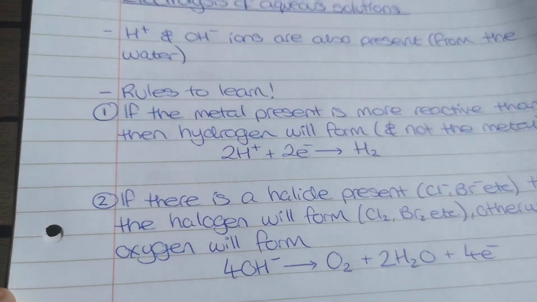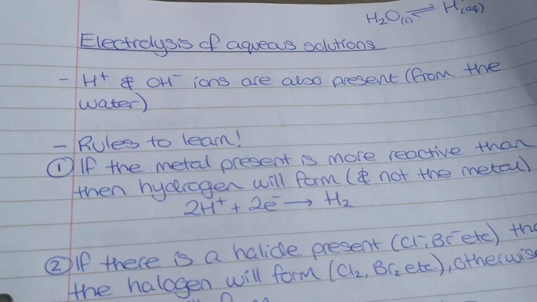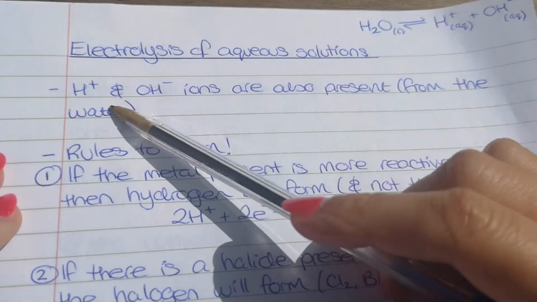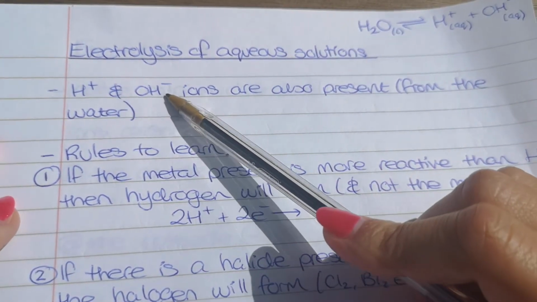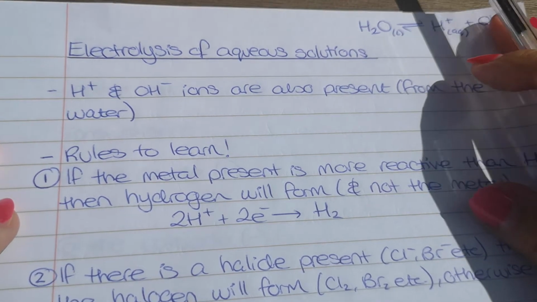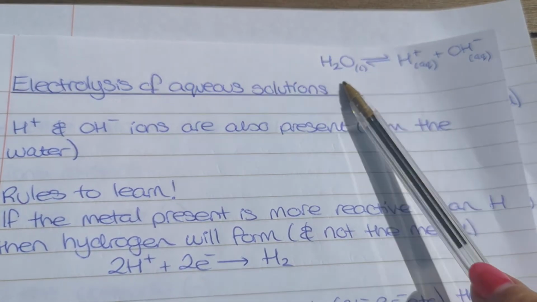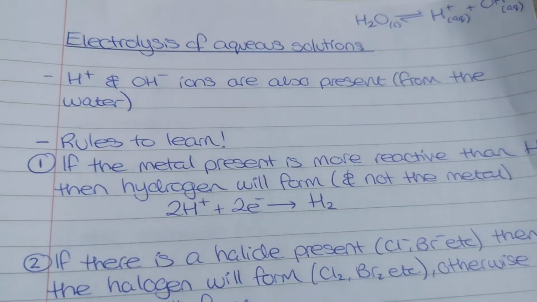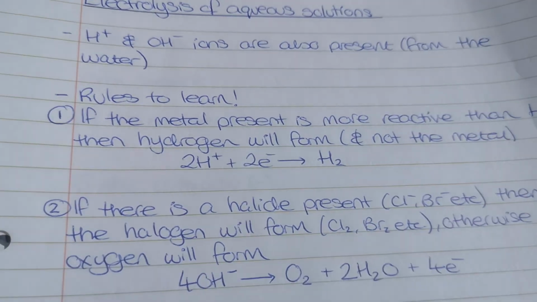When we look at solutions, it's a bit different. There are 2 rules that we need to learn. Because our solution includes water, we've also got these hydrogen ions and these hydroxide ions. They're present, they come from the water. Because water, you can see at the top here, is actually made up of hydrogen ions and hydroxide ions. So there are 2 rules to learn, and we apply them every time we do electrolysis of solutions.